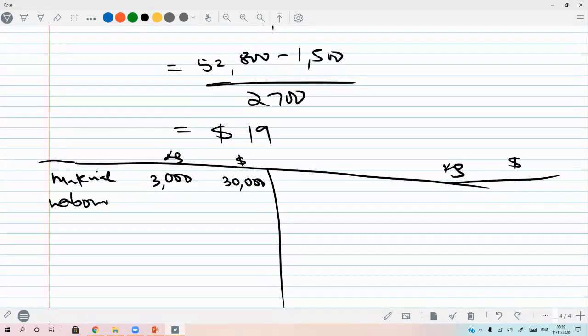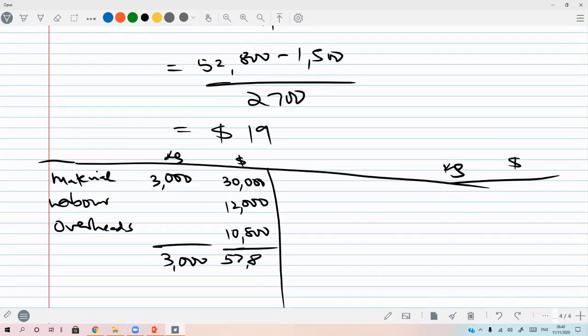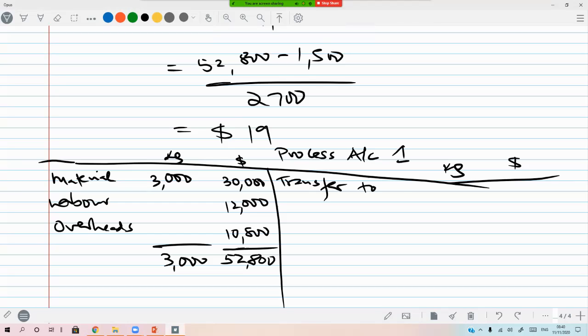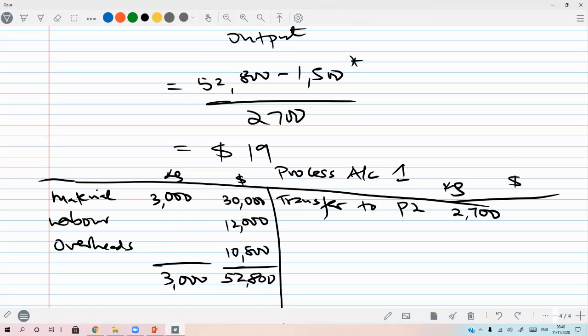Labor cost $12,000. Then you have overheads equal to $10,800. Therefore, 3,000 kg here, and here we have $52,800. Then the output is transferred to the next process. This is process 1, for example, this is the process account. Transfer to process 2, P2. The kg will be 2,700 at a value of, what's the difference here? What did you get here? 51,300.